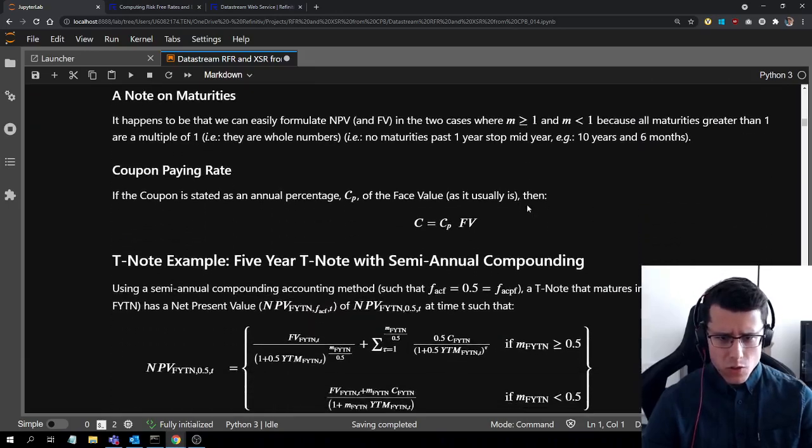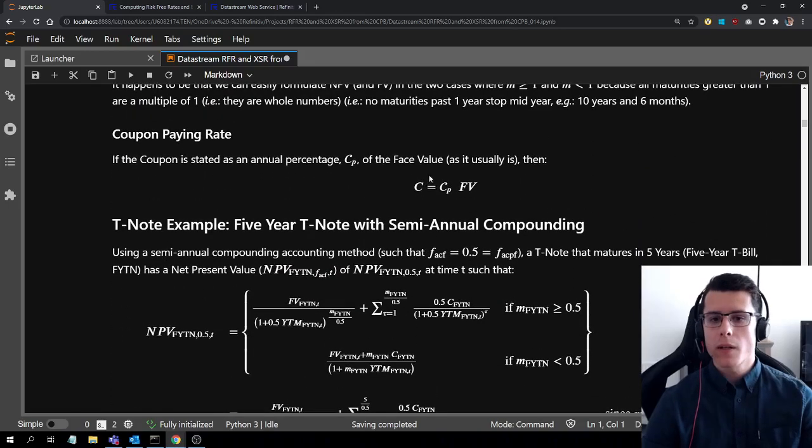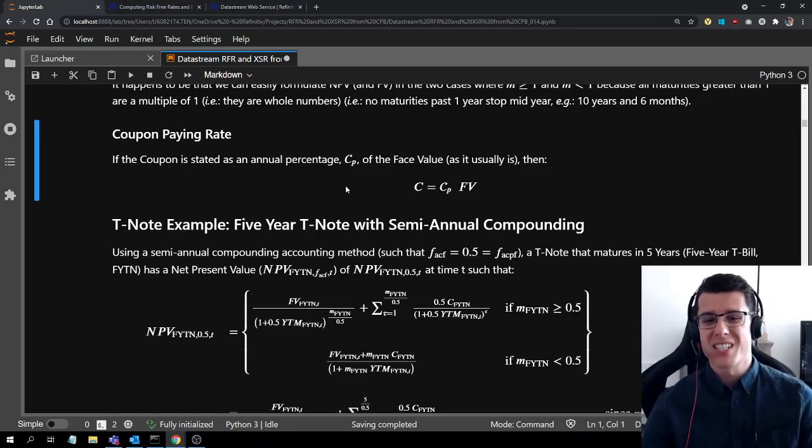All right, moving swiftly onwards. I speak quickly about the fact that the coupon paid by a bond, in our case every 6 months, is to the issuer, by the way.